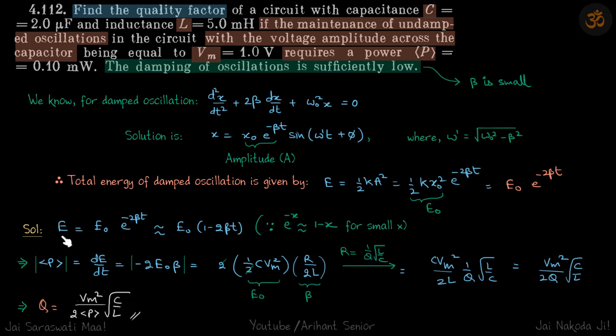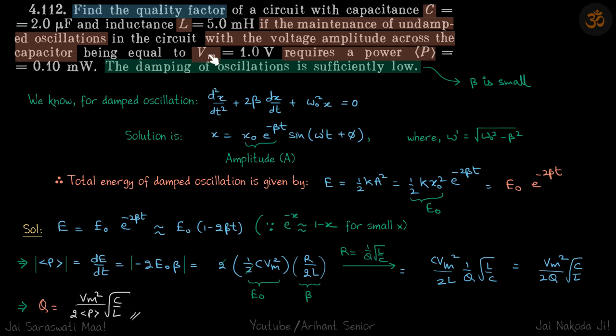So E is E naught e raised to power minus 2 beta t. Now beta is small, which means e raised to power minus 2 beta t can be approximated to 1 minus 2 beta t, as e raised to power minus x is approximated to 1 minus x for small x. So we have E as a function of time, so if we differentiate that, we'll get power. So power will be dE by dt, which is minus 2 E naught into beta.